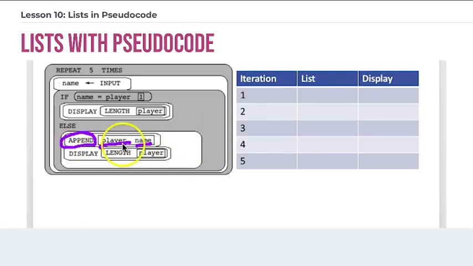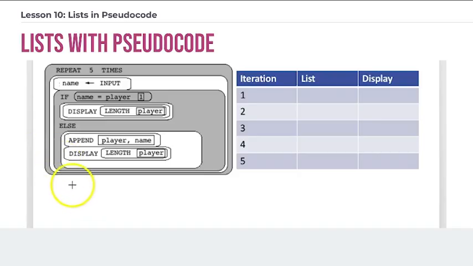So the first item there is the name of the list. The second item is the name of the variable that's going to get added. And then of course we would display the length of the list once that has happened, because if we're appending something, now the length of the list has changed by 1. Let's follow this code through and let's see what happens.